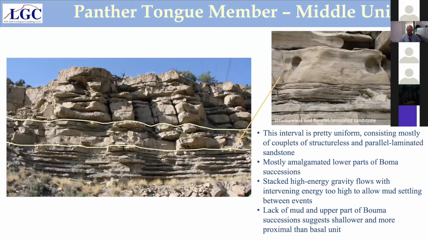And so in this case, we need to have an environment that is still allowing these same types of high energy deposits to accumulate, but is not allowing the mud to be deposited, or at least to be deposited and to be preserved. So in this case, we're looking at Bouma sequences, but they're not complete. They're missing the upper part, and this is very common when you look at a turbidite.